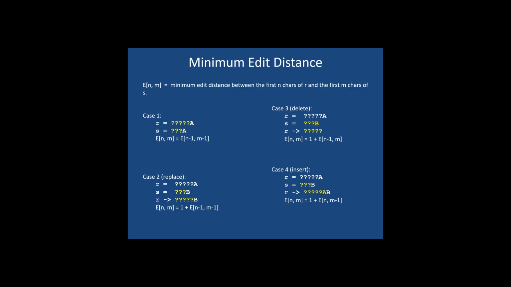But there are only n times m, the length of R times the length of S, distinct subproblems. So it's ripe for dynamic programming. Okay. So E[0, 0], let's try to write this recursively. I know I've used square brackets, it looks like an array. Why does this make sense? This is saying that to convert the first 0 characters of R into the first 0 characters of S takes 0 edits. Does that make sense?